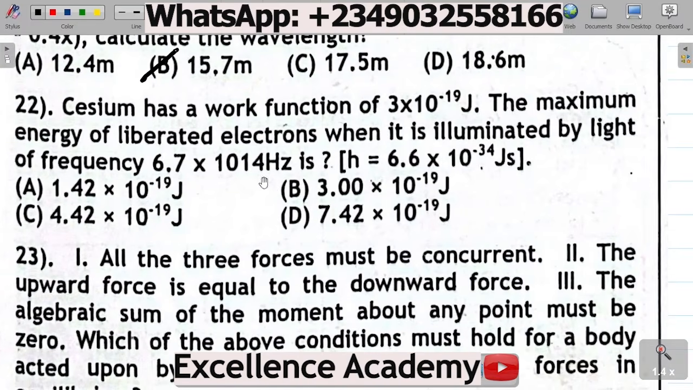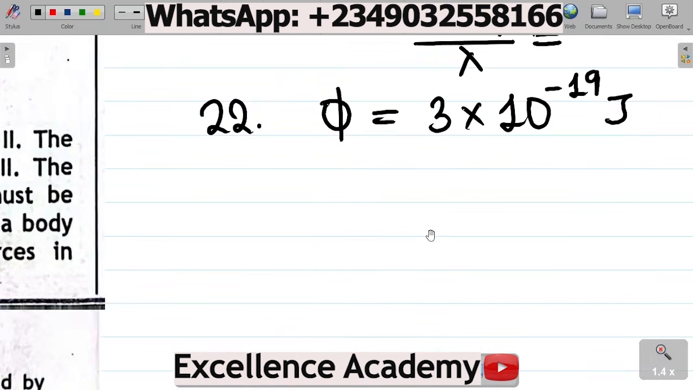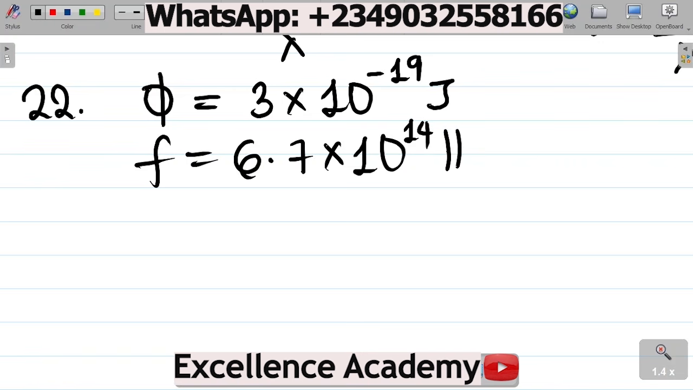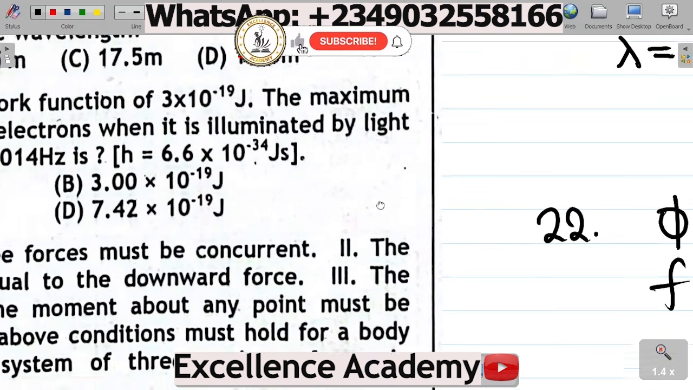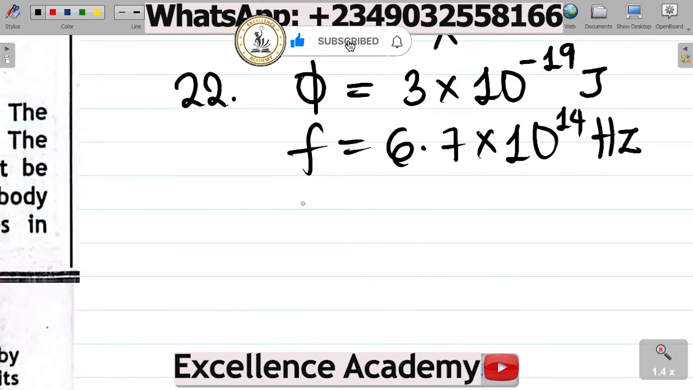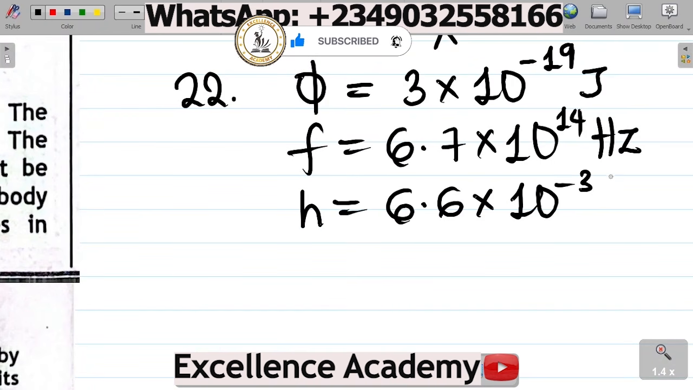Also, they gave you the frequency, 6.7 times 10 to the power 14. So frequency f is 6.7 times 10 to the power 14 in hertz. What else were you given there? You're given Planck's constant h as 6.6. So h is equal to 6.6 times 10 to the power minus 34 joule seconds.